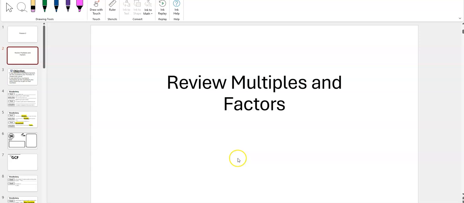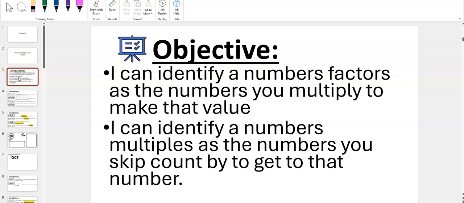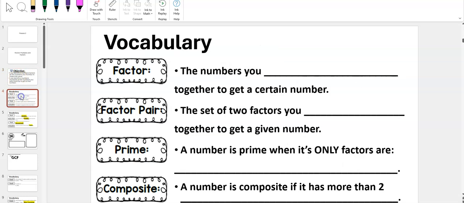So we're going to start here by reviewing something that we should have learned in 5th grade, which is multiples and factors. This is our lesson notes titled Review of Multiples and Factors, so please find those notes so that we can review what these are.